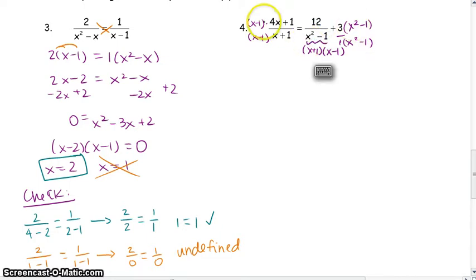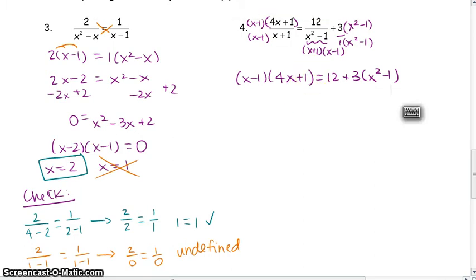Okay, so when we're looking at this, we can FOIL this top part. I'll write it out all here first so we don't lose track of what we're doing. So we have (x minus 1)(4x plus 1) equal to 12 plus 3 times (x squared minus 1). And remember, we don't have to do anything with the denominators because they're all the same, or they all should be anyway.